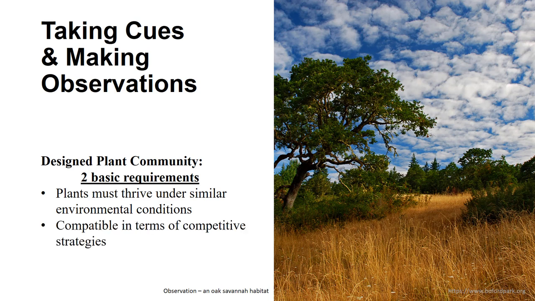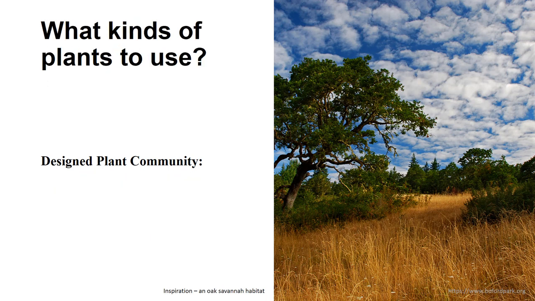The second primary requirement is that they're compatible in terms of their competitive strategies. This means that plants grow at a similar rate, one is not going to become totally dominant over another, and again, that they will exist under the same environmental conditions. So here we have an example of an oak savanna habitat. You can see the overstory oaks, some sparse shrubs, lots of open space that are filled in by different kinds of grasses and forbs. So this is one kind of plant community that we can use as a reference when we start to develop what a design plant community would be.